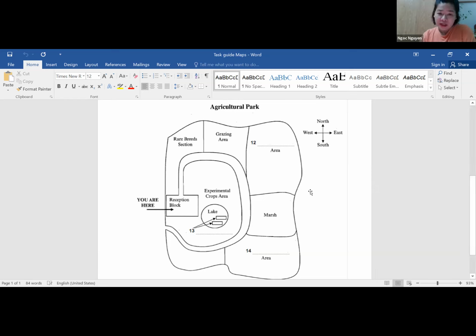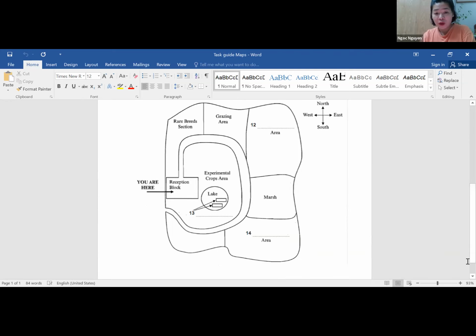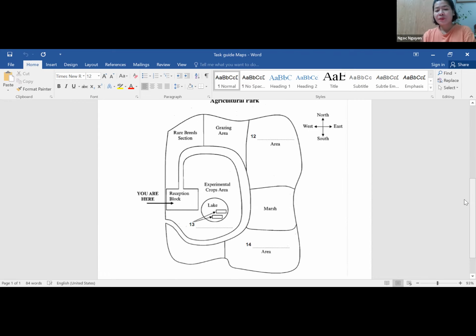So here we see the map of an agricultural park, and you will see here there are numbers. They go from, you will see 3 numbers, right? 12, 13, and 14. You are here at the reception block or the reception area. Please remember that information.